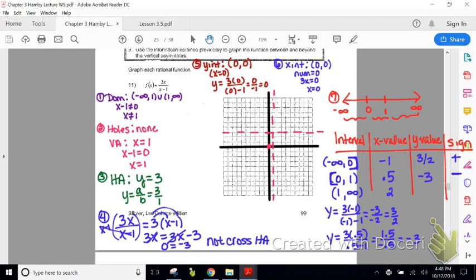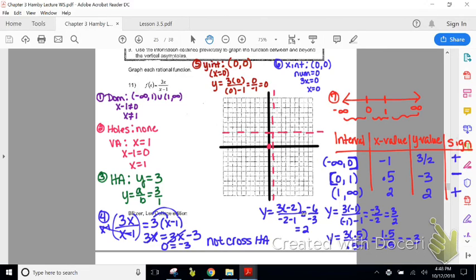And then I'm going to plug in 2. So I'm going to move over here a little bit. So 3 times negative 2 over negative 2 minus 1. So I get negative 6 over negative 3, which gives me 2. And that is positive.